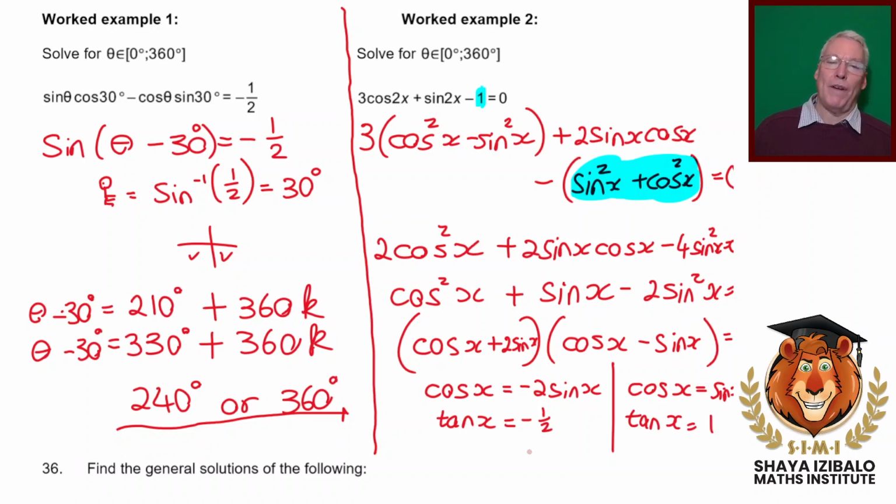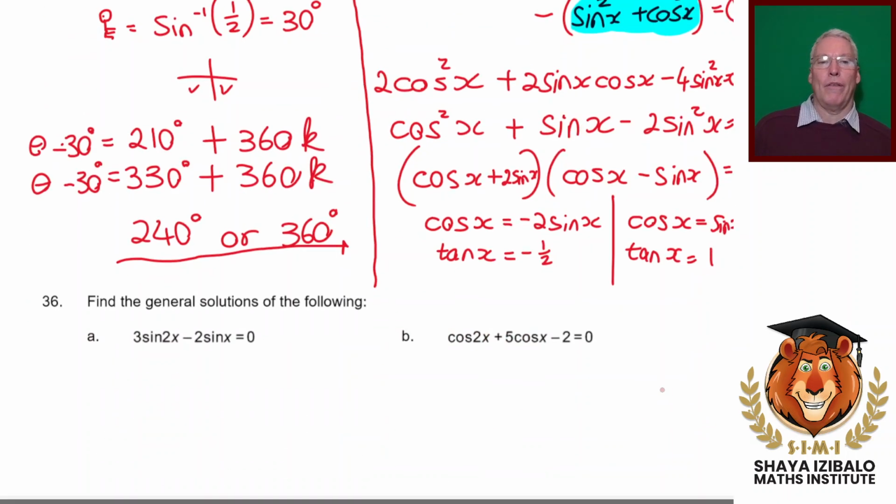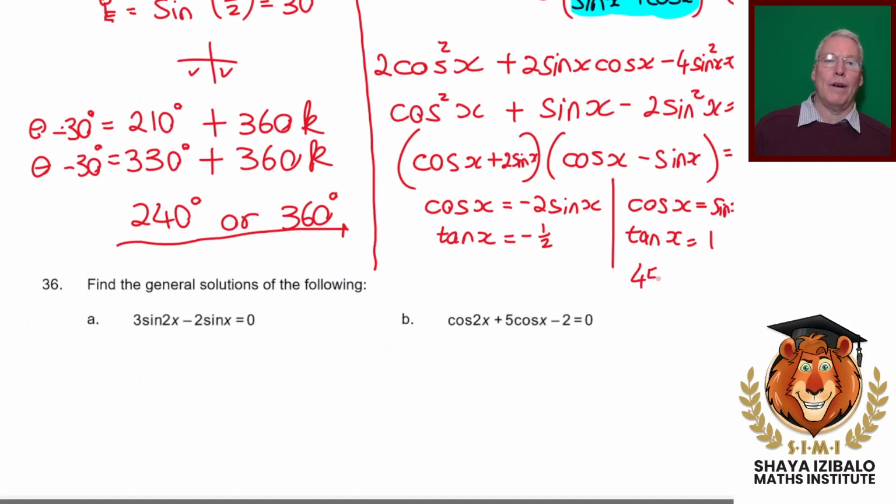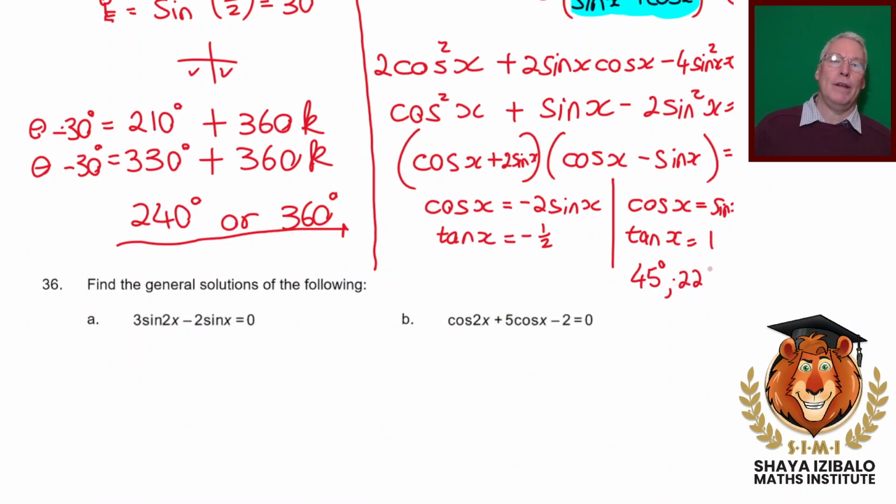Right, for both, we find the key angle. We get into the right quadrants. The answers for this one are 45 degrees or 225 degrees. That's in quadrant 3. And the answers for this one are, 63,4 is the key angle. We want to be in quadrants 2 and 4. So 116,6 degrees. And if we add 180 to that, we're going to get 296,6 degrees. Okay, and there are the 4 answers to that.